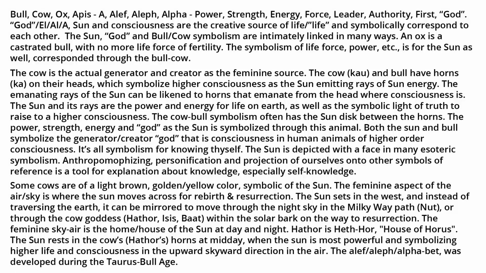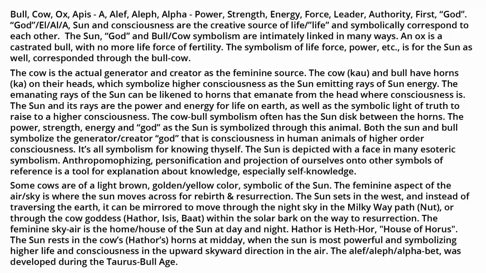And you also have the ka hands holding up the solar barge, the solar bark, and the ka hands holding up the solar disk or reaching up, aspiring to the solar disk, to higher consciousness, either holding it up or aspiring towards it. You can look at it that way. The power, strength, energy, and God as the sun is symbolized through this animal, the cow, bull, ox. Both the sun and bull symbolize the generator, creator, God that is consciousness in human animals of higher order consciousness.